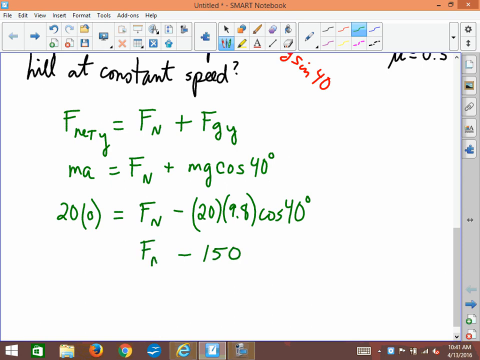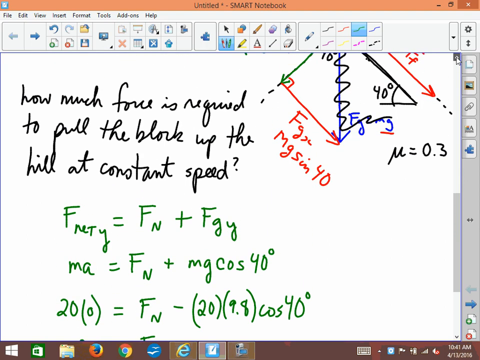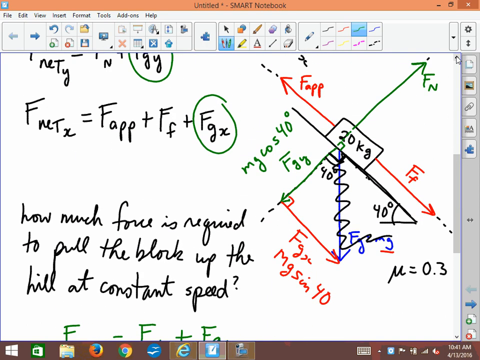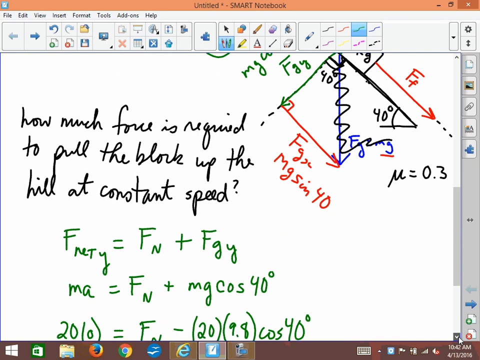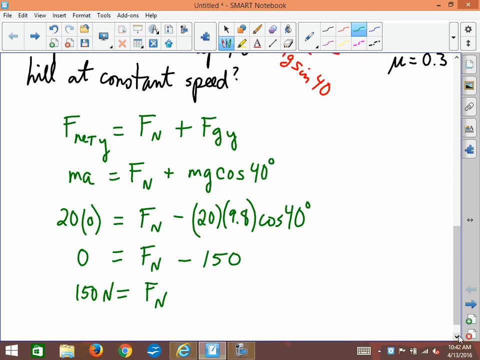So it becomes this, and now we can see that if you move it to the other side, my normal force is 150 newtons. That's a little bit less than the weight of the object. The object weighs 196, but not all of that 196 is pulling down into the slope. Some of it is being used to pull down the slope, right? So that's why it's a little bit different number. The normal is no longer just equal to the weight of the object. That's a very important thing.